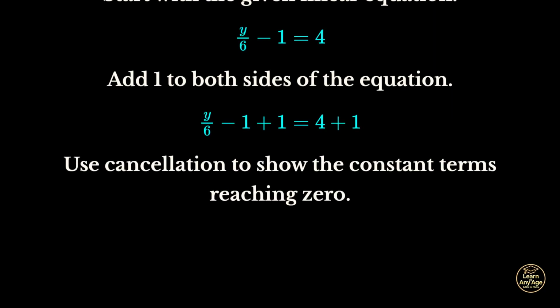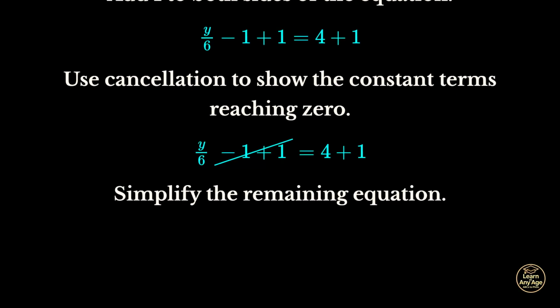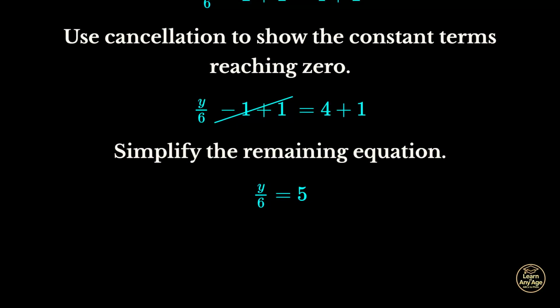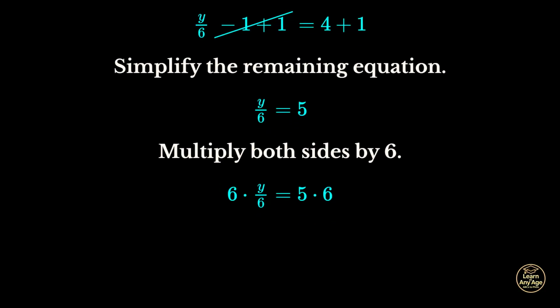Use cancellation to show the constant terms reaching 0. y over 6 minus 1 plus 1 cancels out, equals 4 plus 1. Simplify the remaining equation. y over 6 equals 5. Multiply both sides by 6. 6 times y over 6 equals 5 times 6.